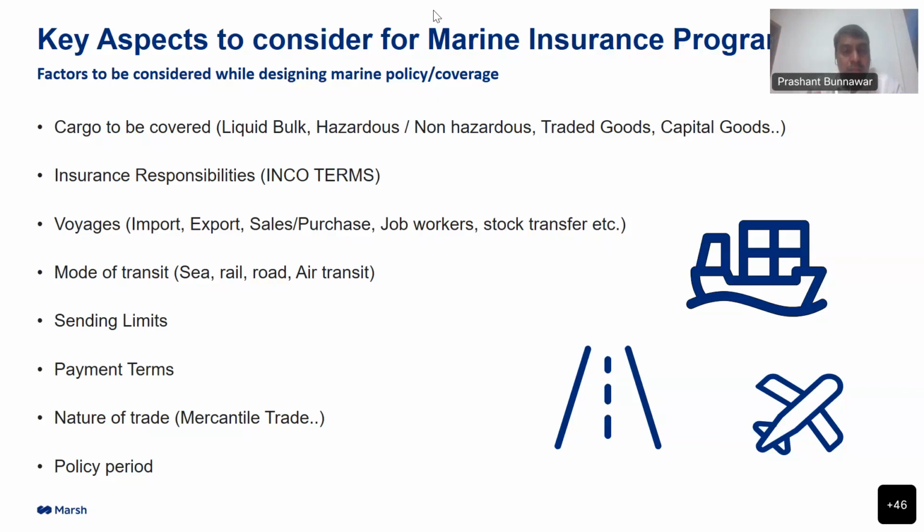For example, I'm buying the goods on CIF basis. I'm importing goods on CIF basis. Then obviously I'm already paying for the insurance, and it is the responsibility of the supplier to have the insurance. However, if you are sending on the ex-works basis, it is the responsibility of your buyer or consignee to arrange for the insurance. Sometimes you sell the goods on FOB basis.